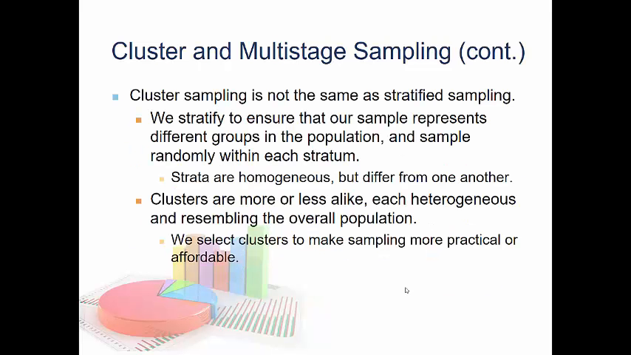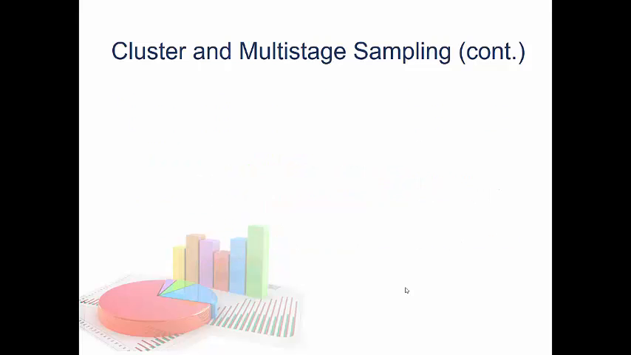So it's not the same as stratified sampling. We want to stratify to ensure that our sample represents different groups. So that would be like different grade levels. The strata are kind of homogeneous, so that each group is more like they're all freshmen or sophomores. Clusters are more like they're all mixed up, but the different groups look like each other. Whereas you can definitely agree that a freshman and a senior group don't share a huge amount in common. They have some stuff in common, but not a huge amount, especially if you ask the seniors.